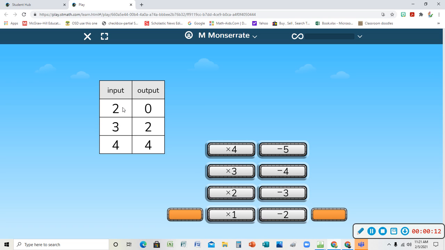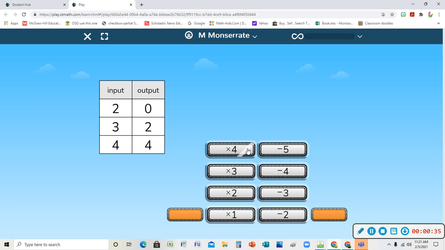So if I put in 2, I get out 0. So that looks like it was a take away 2. If I put in 3, I get out 2. That means take away 1. I put in 4, I get out 4. So that's take away nothing. Ooh, look, I took away 2. I took away 1. I took away 0. Oh, maybe some kind of pattern like that.